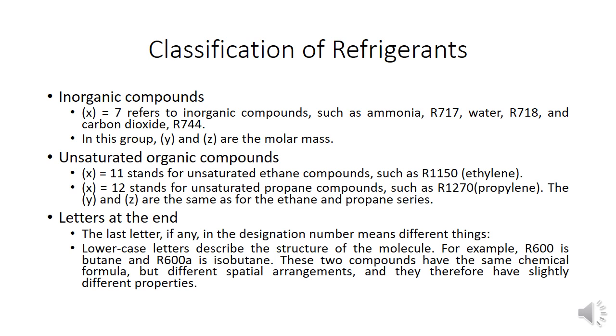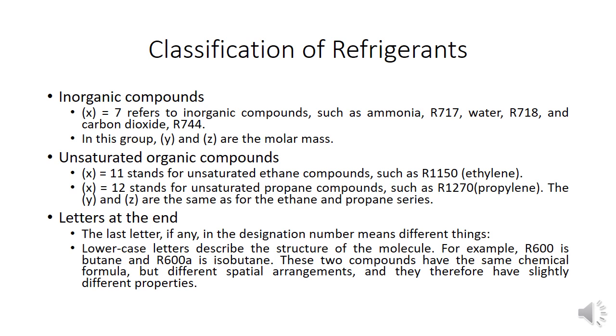These are the future refrigerants, the refrigerants that researchers are working on so that they can be used as a primary concern because they have the minimum effect on the environment. So in that particular group where X is equal to 7, Y and Z are the molar mass of these compounds. Next is unsaturated organic compounds.